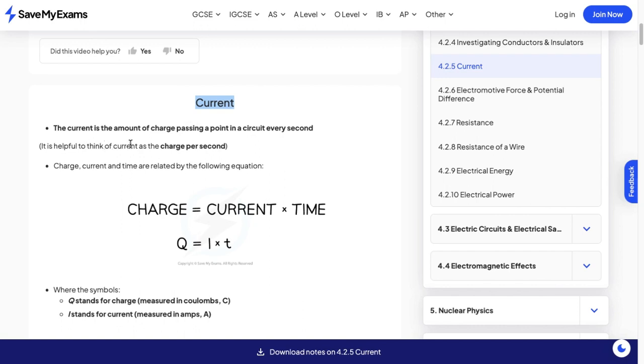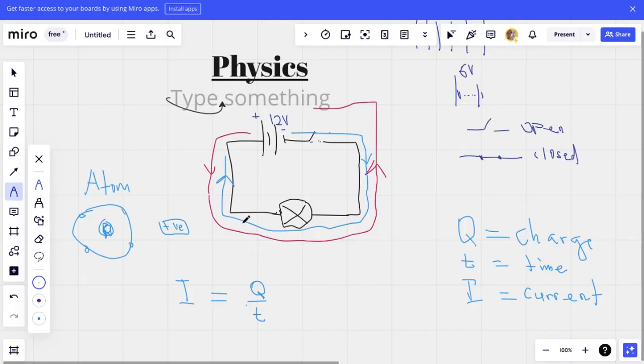So we say the current is the amount of charge passing through a point in a circuit. So now we also know the meaning of a circuit. We've drawn a simple, basic circuit. The amount of charge that is passing per unit time is called current.